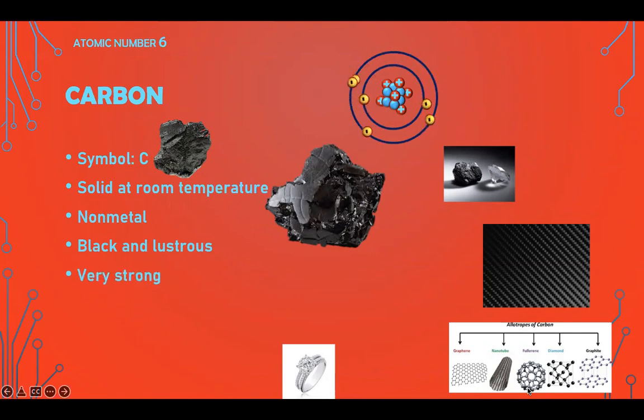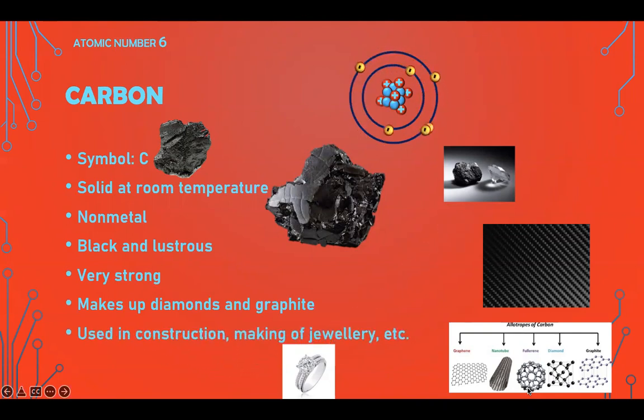Carbon is very strong, and it makes up diamonds and graphite naturally. It also makes up nanotubes, fullerenes, and other things. Basically, these types of carbon are known as allotropes. Allotropes are basically a pure element existing in many different appearances. Regardless, carbon is used in construction, which is those nanotubes. Diamond is used to make jewelry, etc.